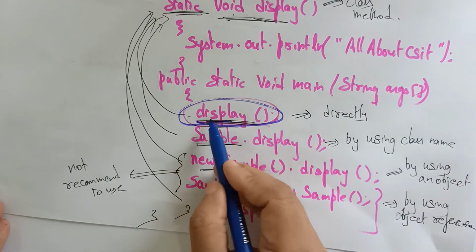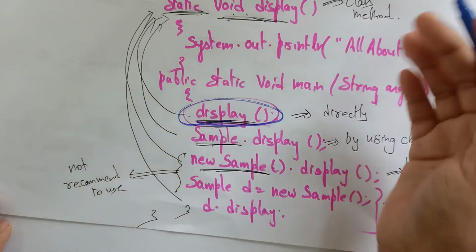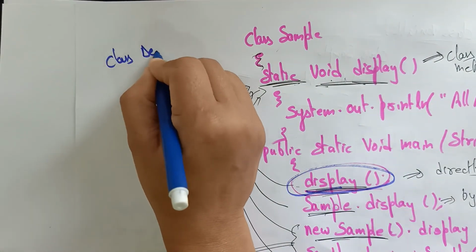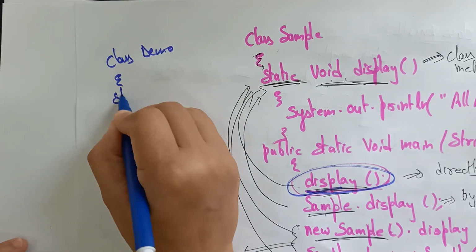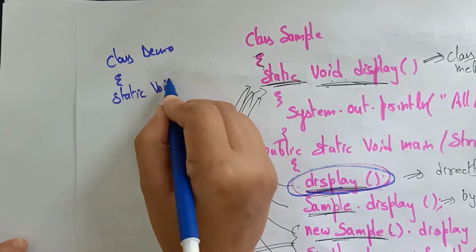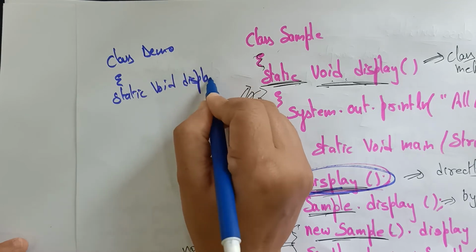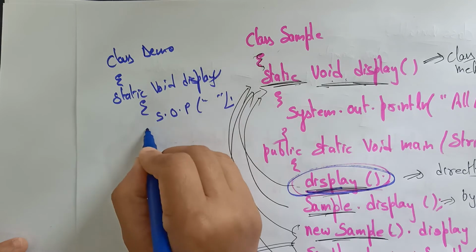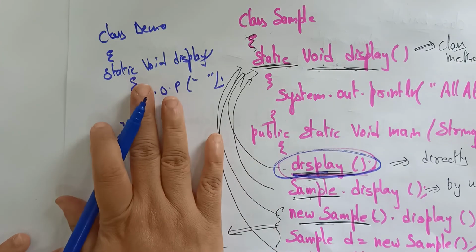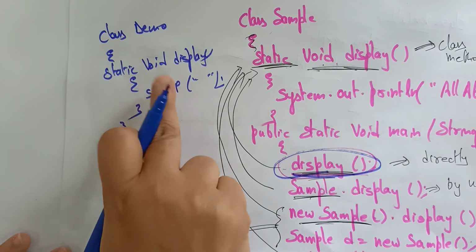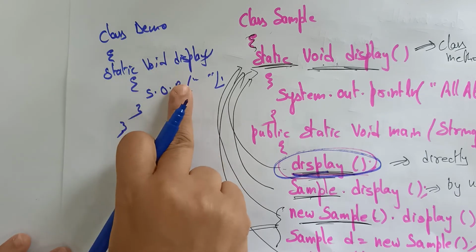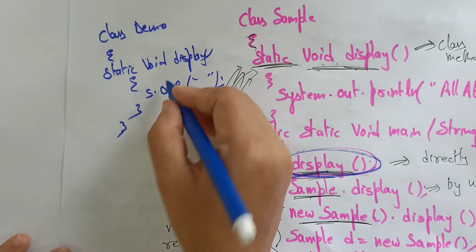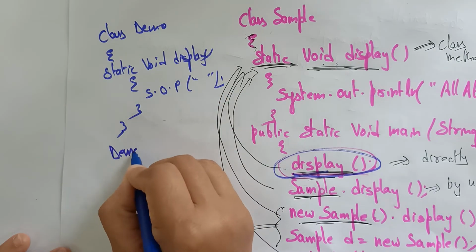Okay. Suppose this method is present in another class. Suppose take class Demo. In class Demo, I am having a static void display method. Okay. And System.out.println some statement. So this is present outside the class. If I want to access this display, then by using class name you can call like Demo.display.